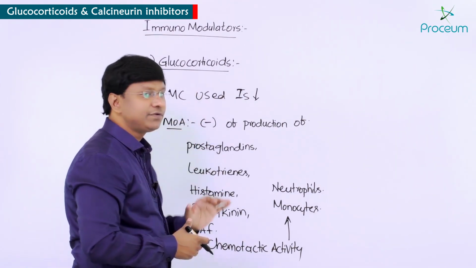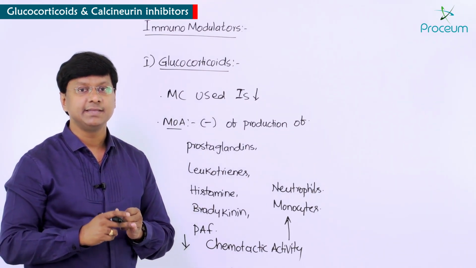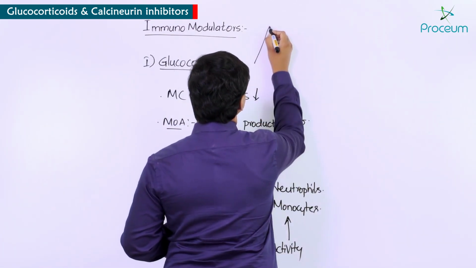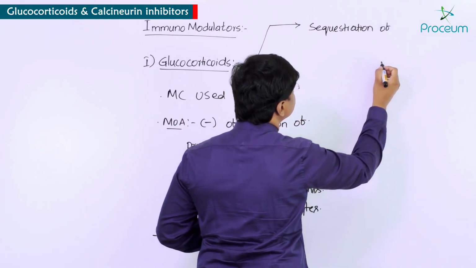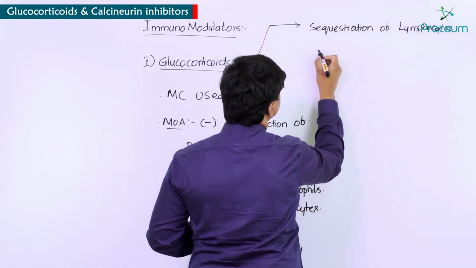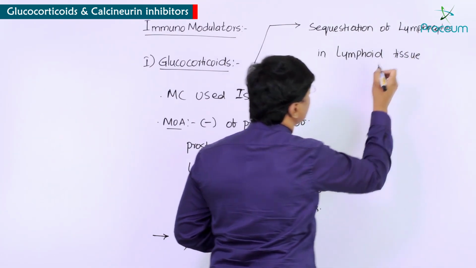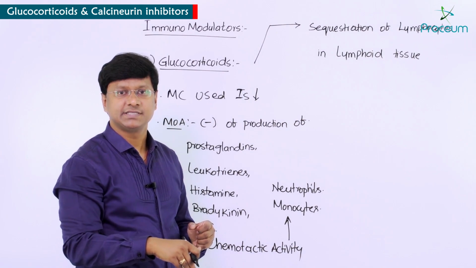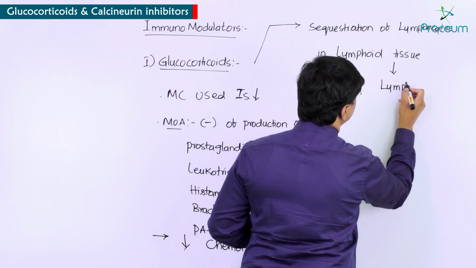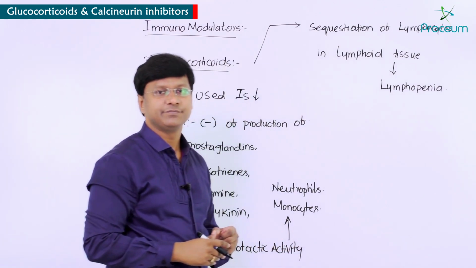Next, if you take these glucocorticoids, they also cause the sequestration of the lymphocytes in the lymphoid tissue, resulting in lymphopenia, right? They will also cause the sequestration of lymphocytes in lymphoid tissue. Now by causing the sequestration of the lymphocytes in the lymphoid tissue, they will result in lymphopenia, right? They will have this lymphopenia.